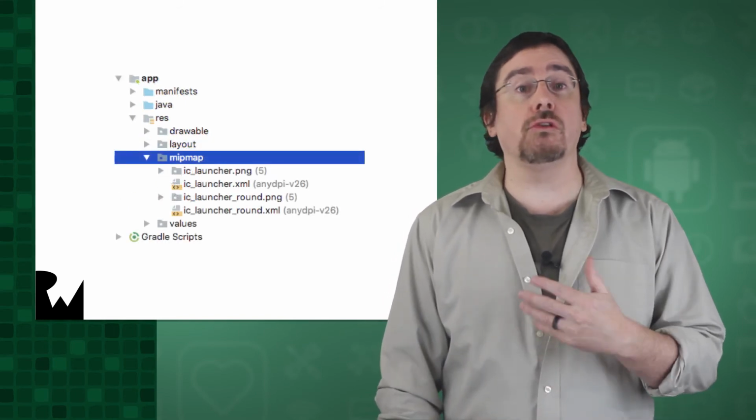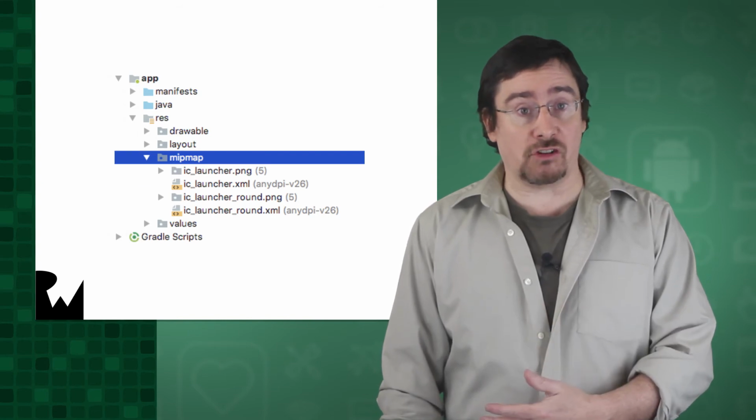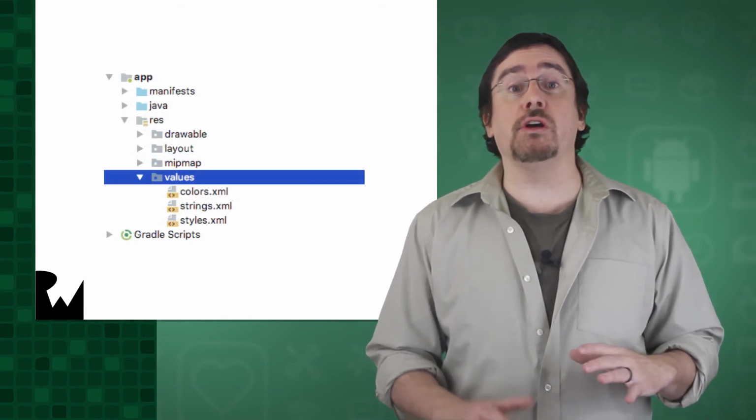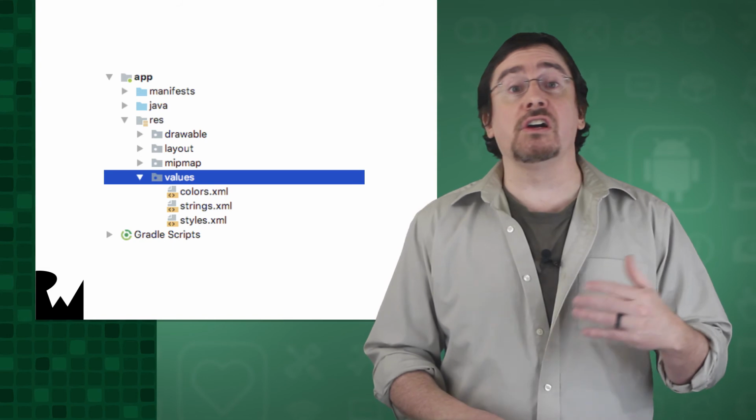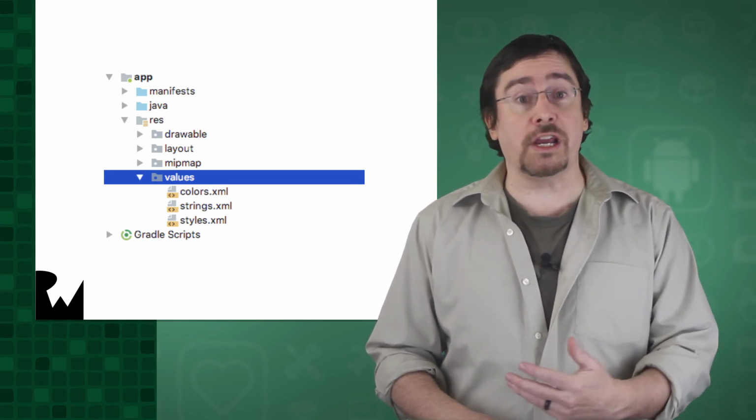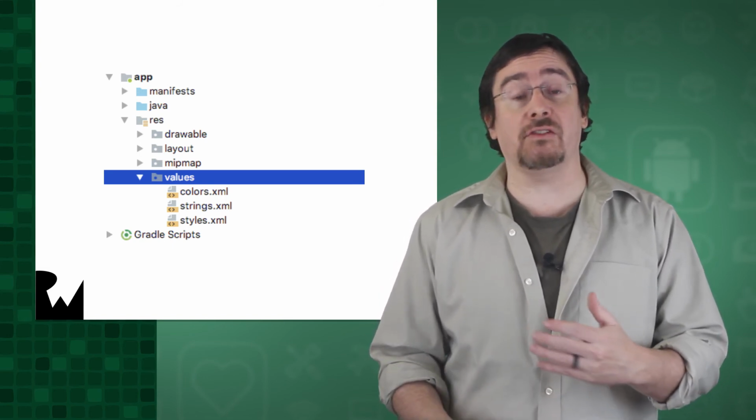Mipmap holds your launch images for the splash screen. And values is where you define resources such as colors and strings, which are used to display text and so forth.